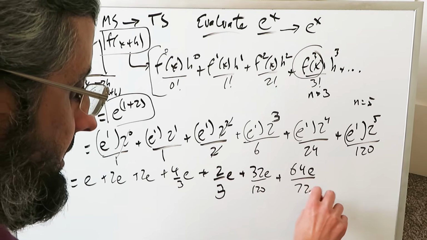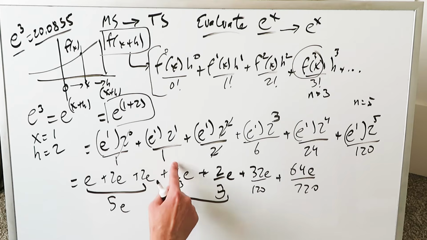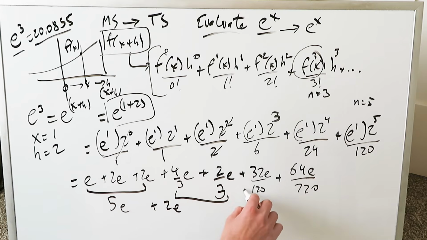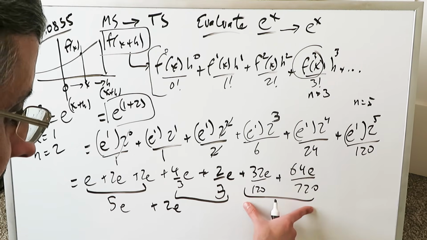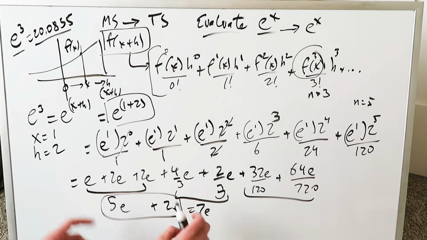64e divided by 720. Some of these we can add easily, some of these will require the calculator. I can add all of this easily. This is equal to 5e. I can add this easily. 4 over 3 plus 2 over 3 is 6 over 3, which is a 2e. I'm getting a 2e from there. Now I have to just add this. I'll take this in terms of a denominator and I'll add it to this, which is, as you're seeing here, 7e. All of this is equal to just 7e.